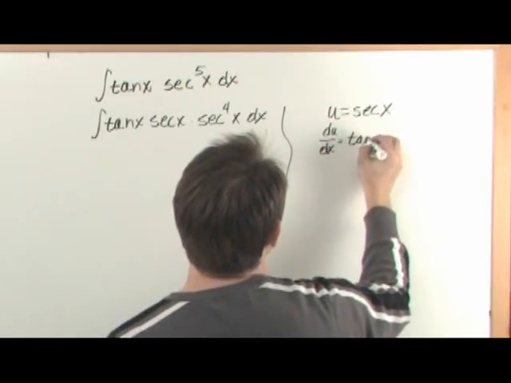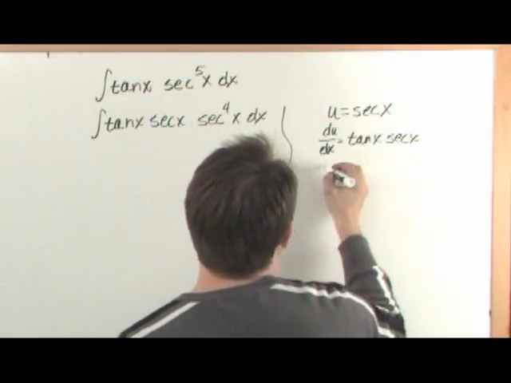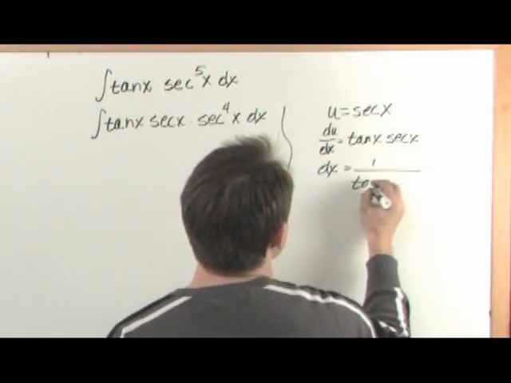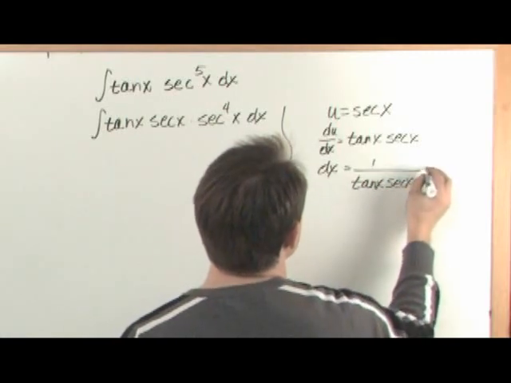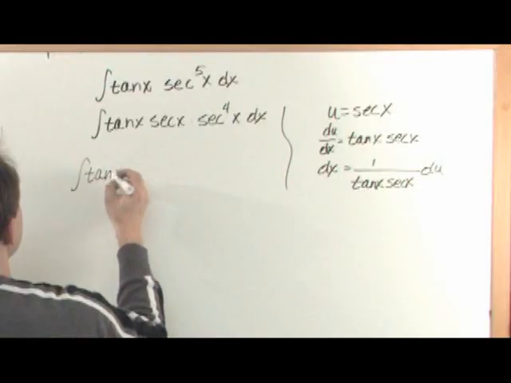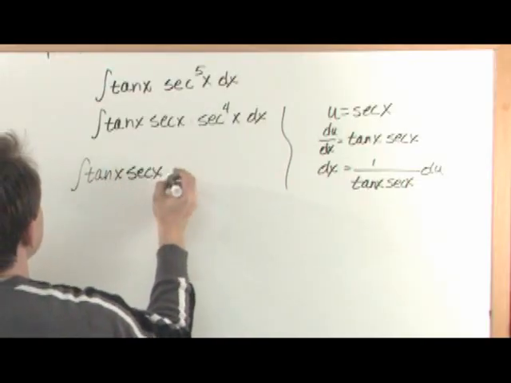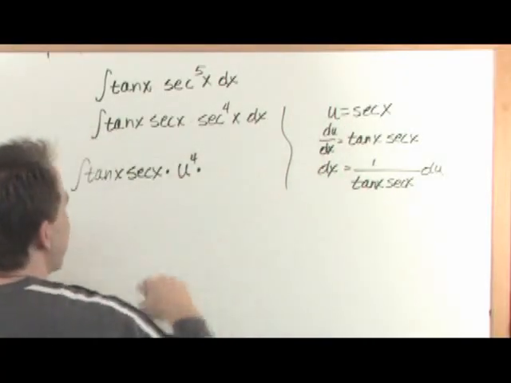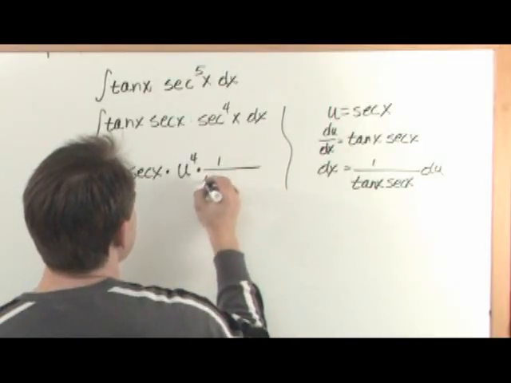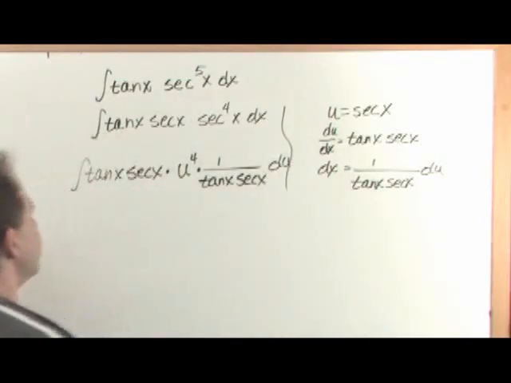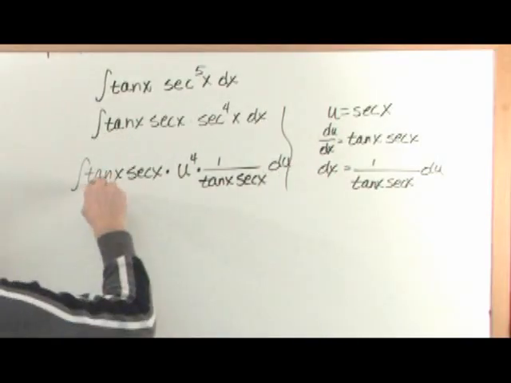If we say u is equal to secant of x, then du dx is equal to tangent x secant x, and then solving for dx, because that's what I'm going to need over here, is 1 over tangent x secant x du. And that's going to give us a nice cancellation with this term over here, so we're going to say the integral of tangent x times secant x times u to the 4th power times dx, which is 1 over tangent x secant x du. Okay? And you can see right away we did it because this cancels with this.